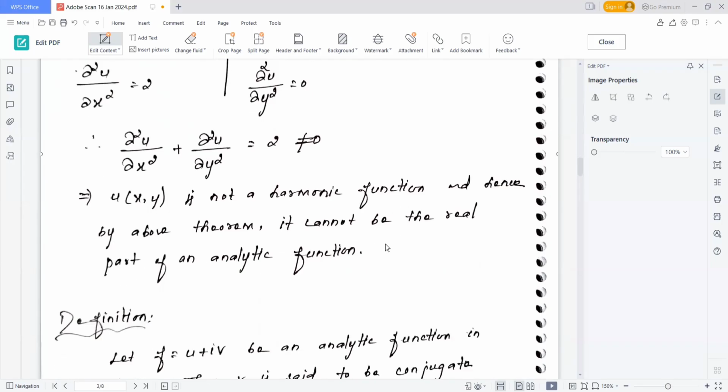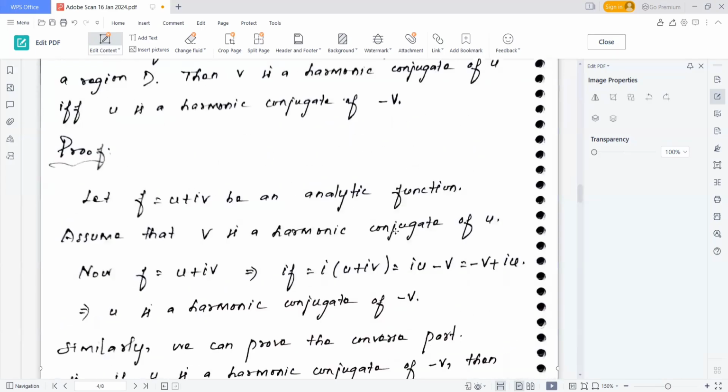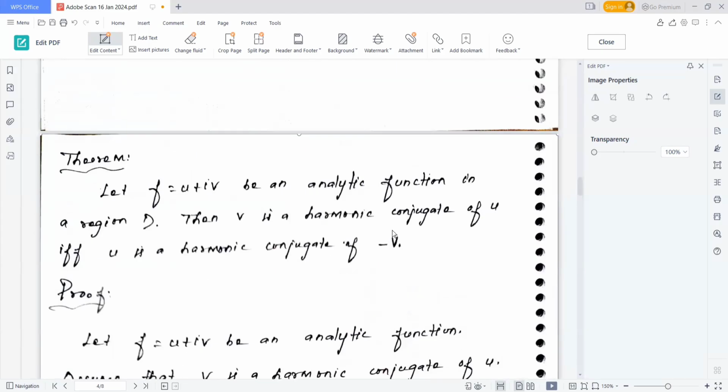In the next video, we will see the definition of harmonic conjugate and problems where they will give the real part or imaginary part of an analytic function. From that, we are going to find the imaginary part or real part. That is, if they give the real part, we will find the imaginary part. If they give the imaginary part, then we will find the real part, and then we find the analytic function. So in the next video, we will see those things.